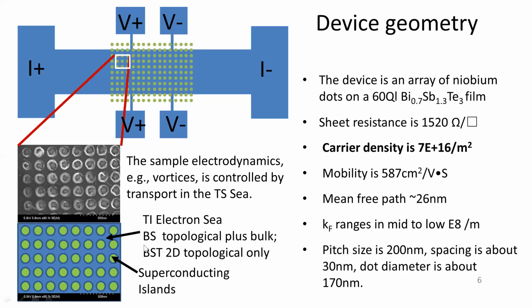In the bismuth selenide case, the carriers are bulk plus topological surface carriers, so the electrodynamics is controlled by both the topological surface carriers and the topologically trivial bulk carriers. But in the bismuth antimony telluride case, the electrodynamics, for example the vortices, is only controlled by the carriers in the topological surface state, which is the area between the dots.